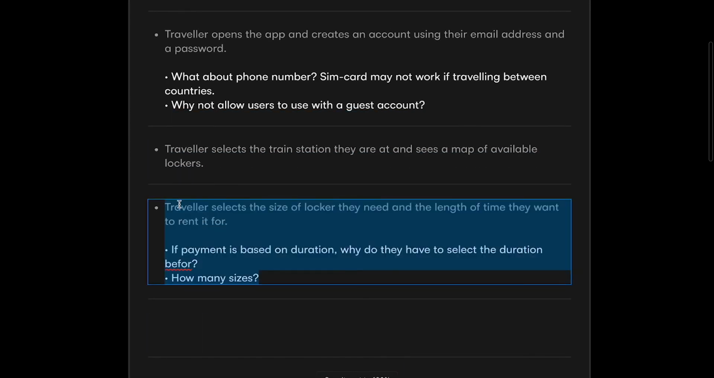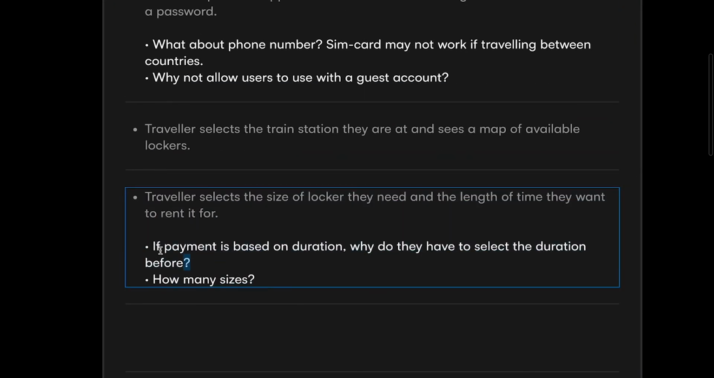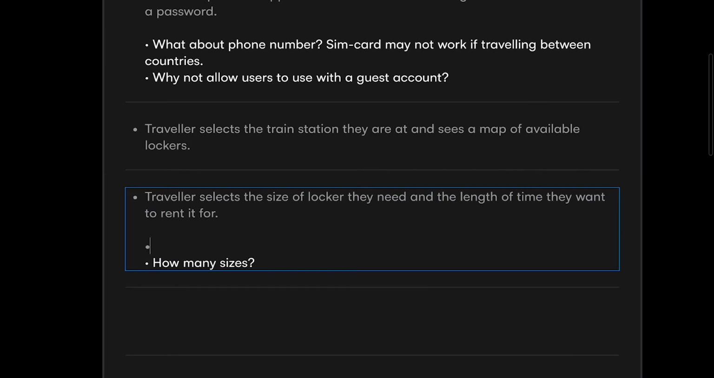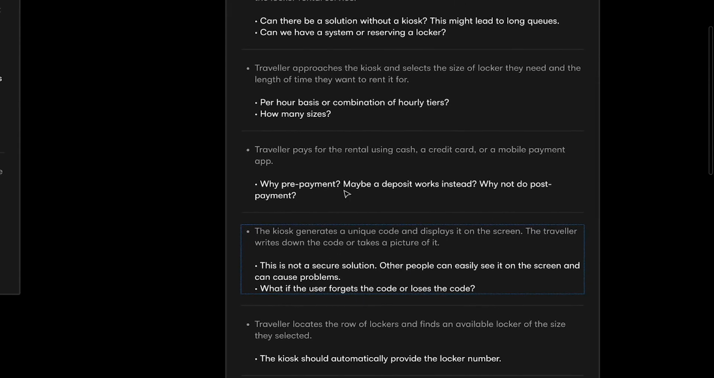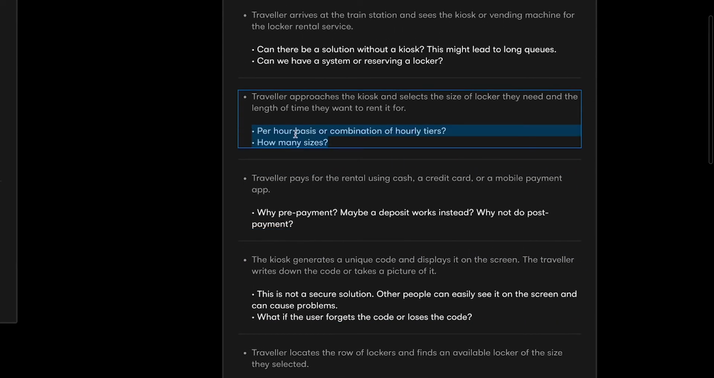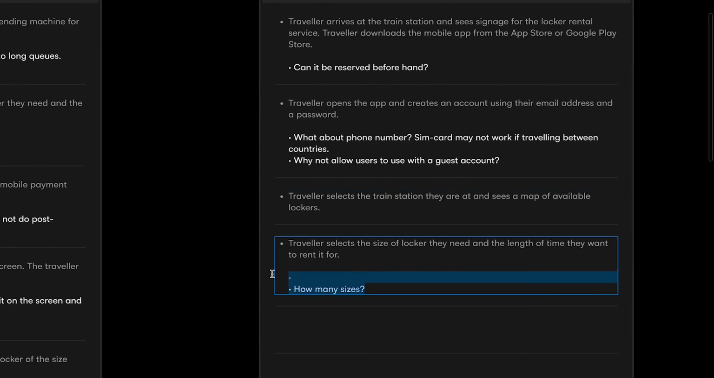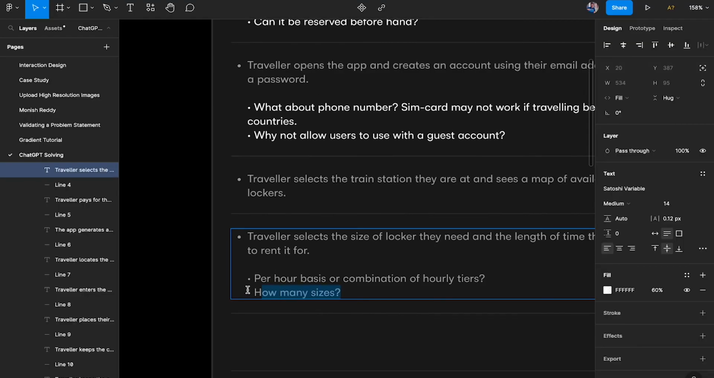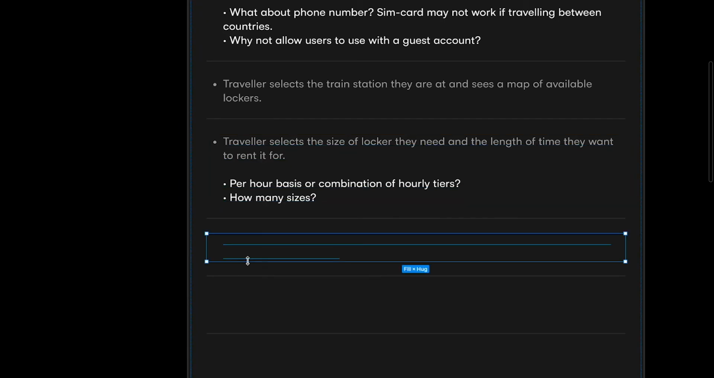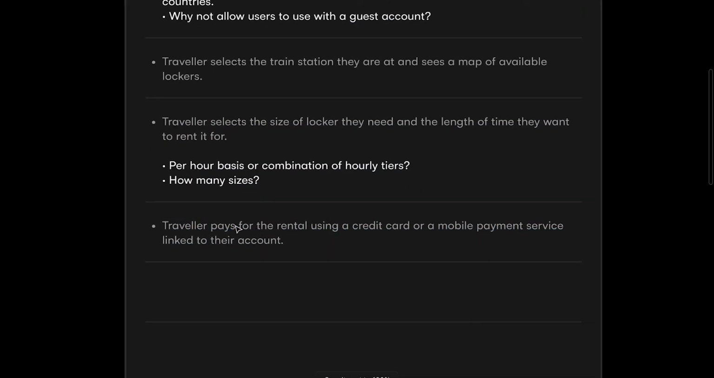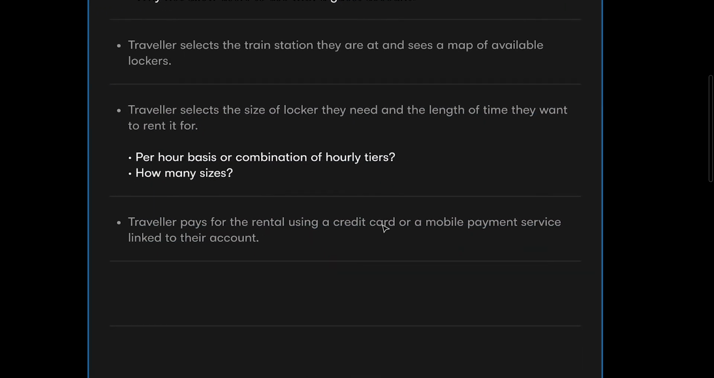Then the traveler selects the size of the locker they need and the length of time they want to rent it for. Again, these were the same questions that I had before. So I would probably copy the same things over here: per hour basis or combination of hourly tiers, and how many sizes. It's the same set of questions. Let me just go ahead and make that 100%. Perfect. Then the traveler pays the rental using a credit card or the mobile app payment service, whatever it is, again.